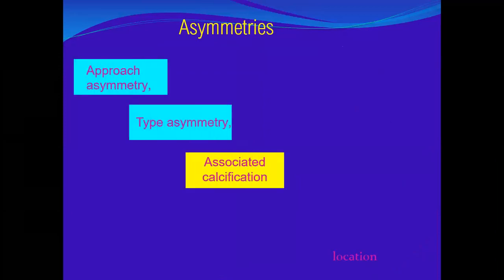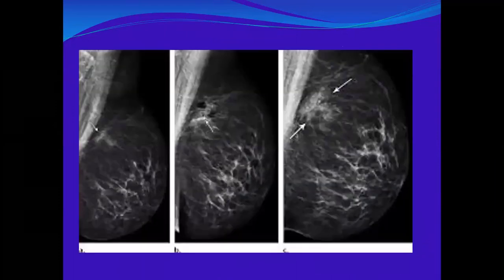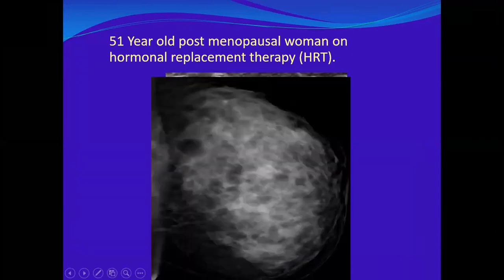Again, let us go for the associated features. Okay, so this is, can you see it? Yeah, developing asymmetry. Excellent, developing asymmetry, and associated with what? Architectural distortion and microcalcification. These are associated with calcification.